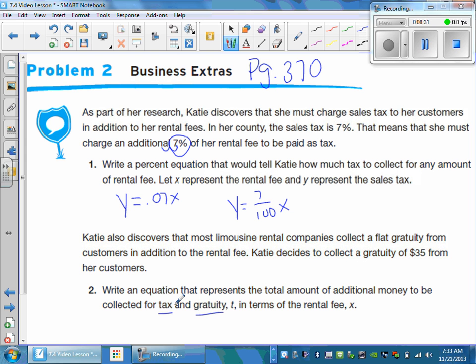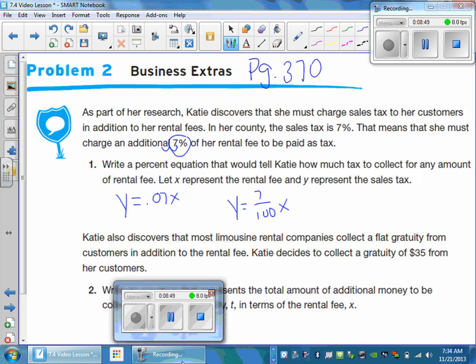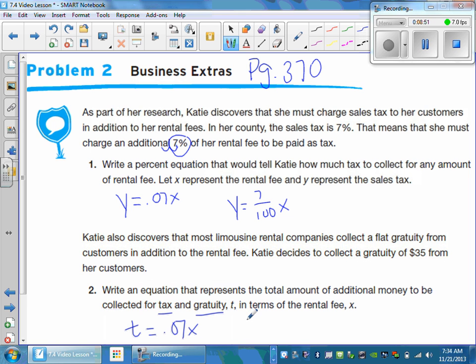So if we're trying to figure out how much these two are with a T, we're going to set T equal to what we found here. 0.07, that's the tax, and the tax depends on how much they use at the rental fee, so we still have to be multiplying it by X. And then we can also add on the extra tip at the end, which is $35. And remember, you can always do this equation with a fraction like we did up here.